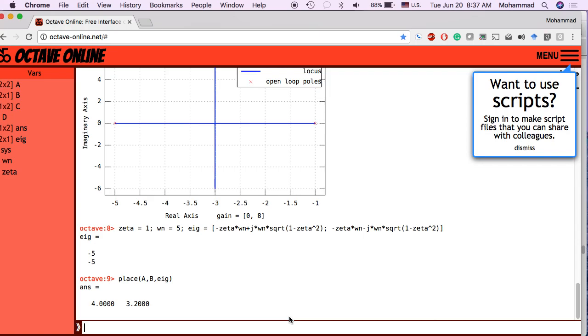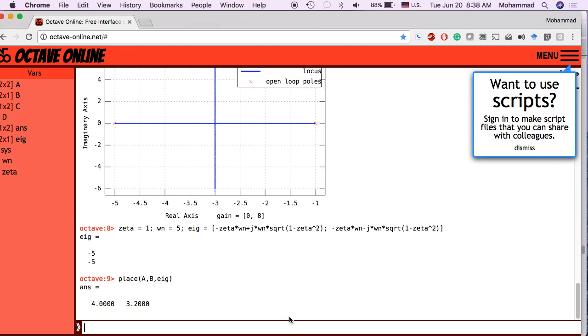It's exactly the same way as place. You just, instead of place, type ACKER. So give it again A, B, and the placement of eigenvalues. This is Ackermann's formula. It's a different formula and it works for repeated poles. So what they have done in the online version, they combined the two into one command. So it's all place.